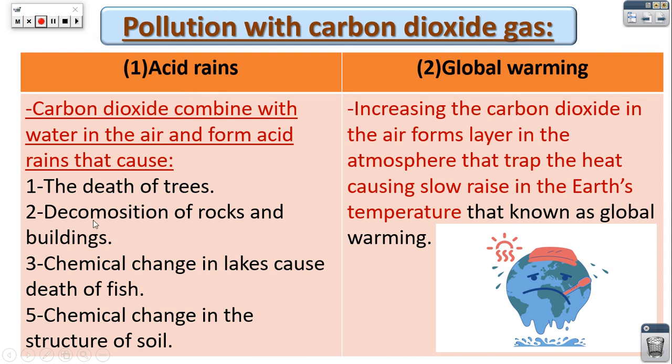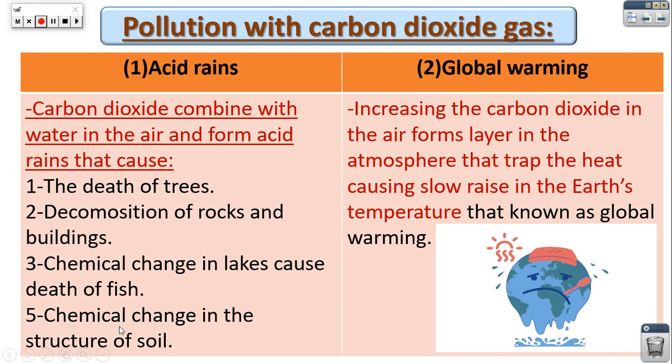It also causes decomposition of rocks and buildings. It makes rocks and buildings break down. And it makes chemical change in lakes, so it causes death to the fish. If this acid rain is combined with water in lakes, it causes the death of the fish.